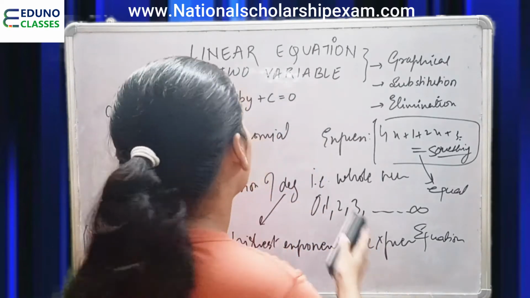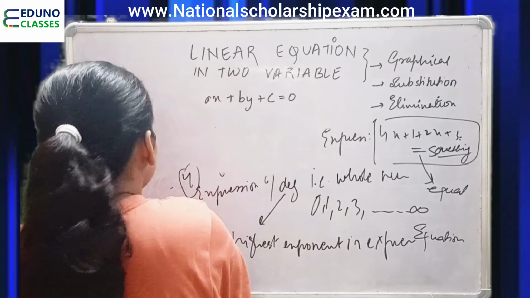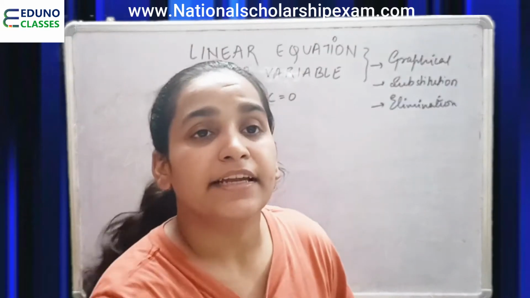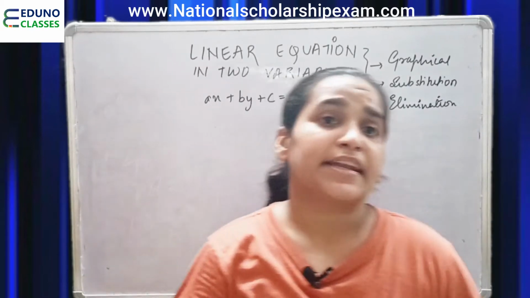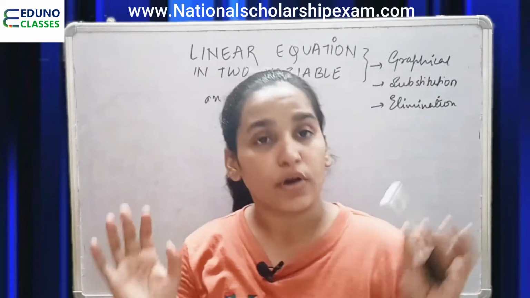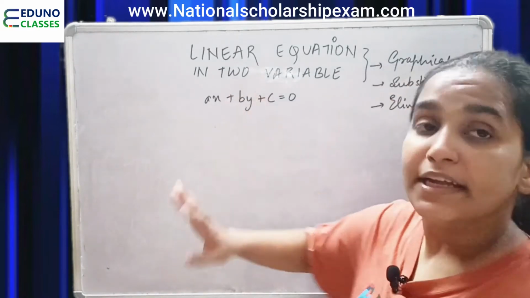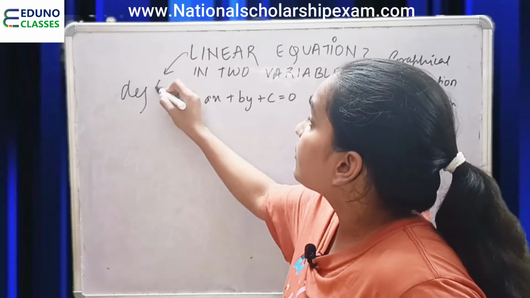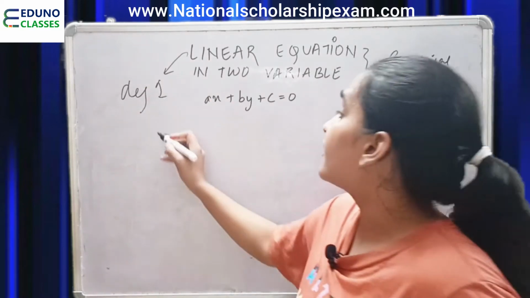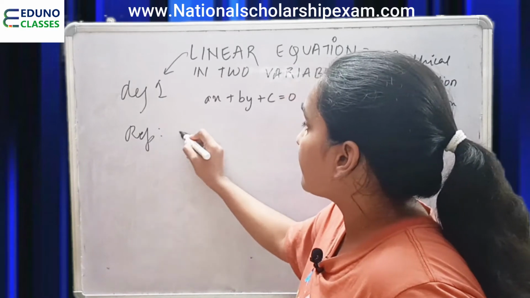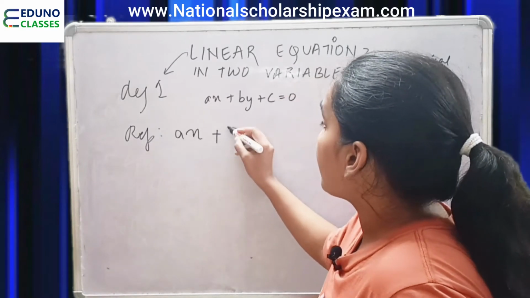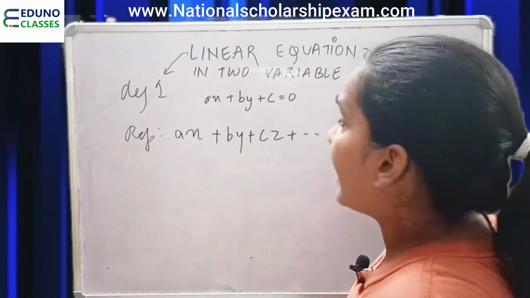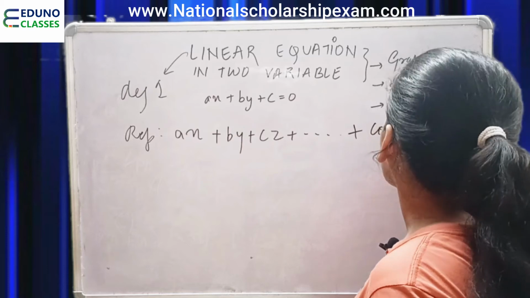Let us now understand what a linear equation is. Let us repeat. A linear equation is a polynomial. A polynomial is an expression with degree only in whole numbers. Now a linear equation has degree 1. Its general representation can be ax plus by plus cz plus so on, and some constant, equals something.